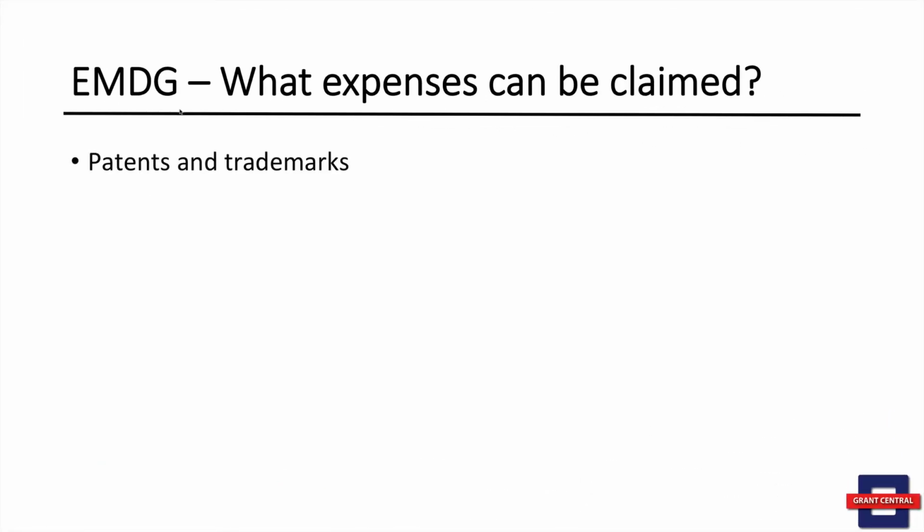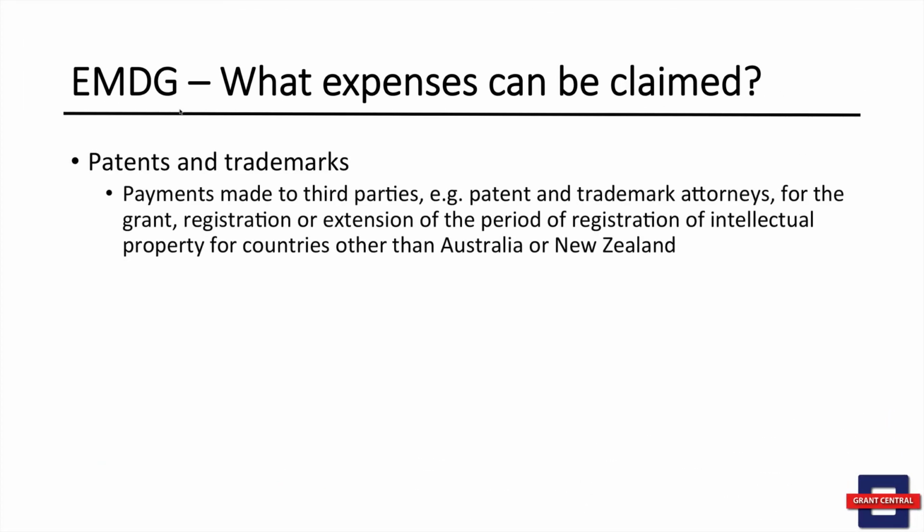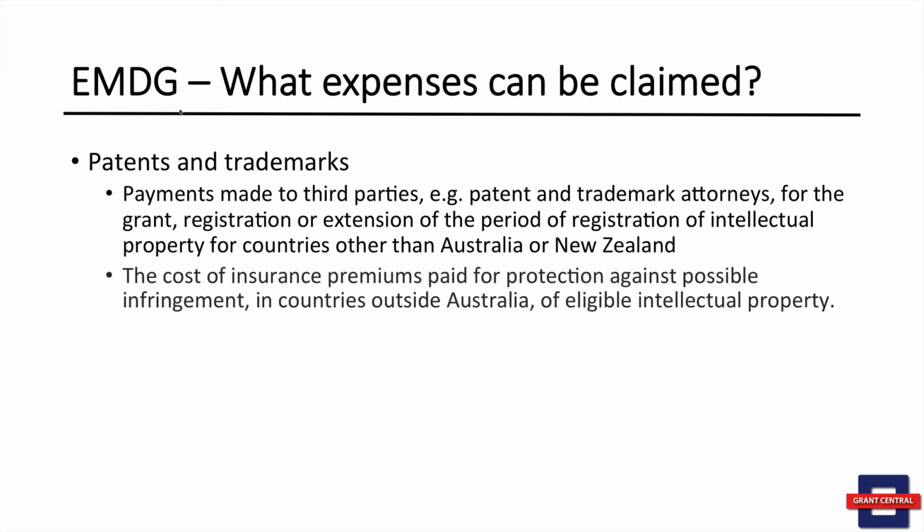With patents and trademarks, you can claim the payments made to third parties, for example, patent and trademark attorneys, for the grant, registration, or extension of the period of registration of intellectual property for countries other than Australia and New Zealand. You can also claim the cost of insurance premiums paid for protection against possible infringements in countries outside of Australia of eligible intellectual property. This category is capped at $50,000 per application.